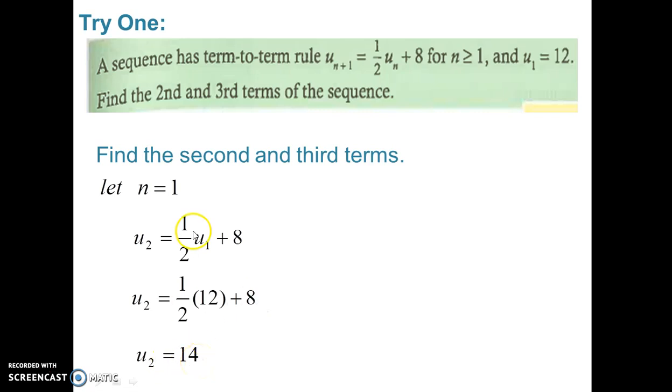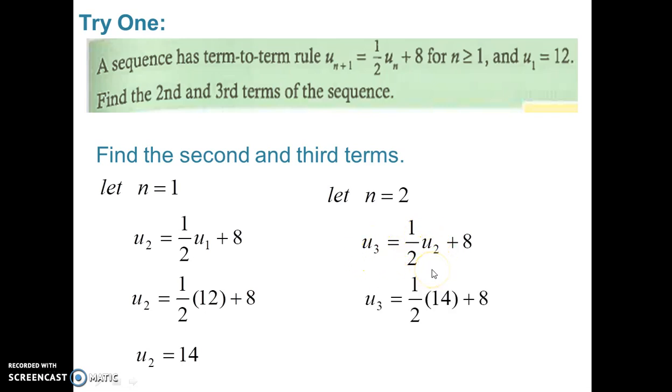Now let's rewrite the rule to find the next term. n equals 2. So we have u3 now because this became 2, and that makes 3 there. And then we have u2 here. So to find u3, we need u2. Substitute the value of u2 we found here, and we have half of 14 plus 8. 7 plus 8 is, sorry, 15. All right, there we have that sequence.